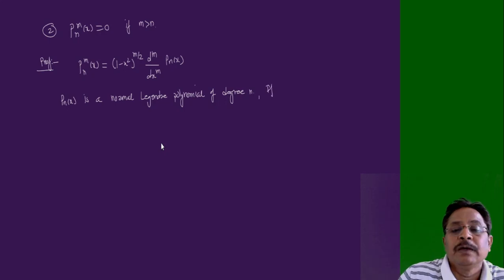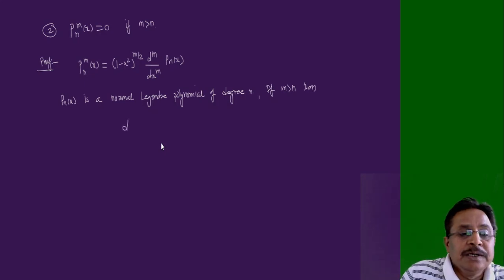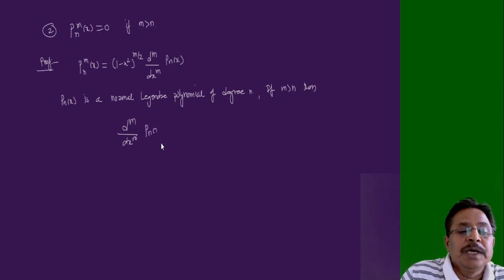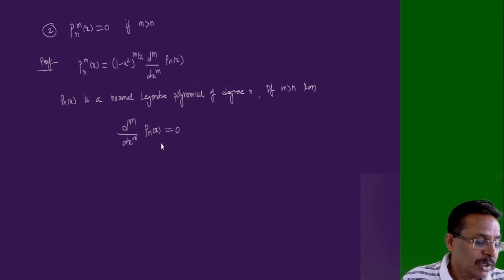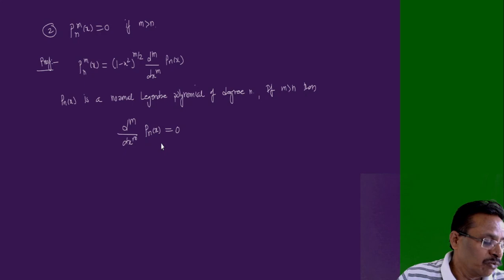Okay, now if m is greater than n, then what will happen? Then this d^m upon dx^m of P_n(x) will be equal to 0. We'll see one such example. So the mth differentiation of an nth degree Legendre polynomial is always going to be 0. That can be seen from the examples.